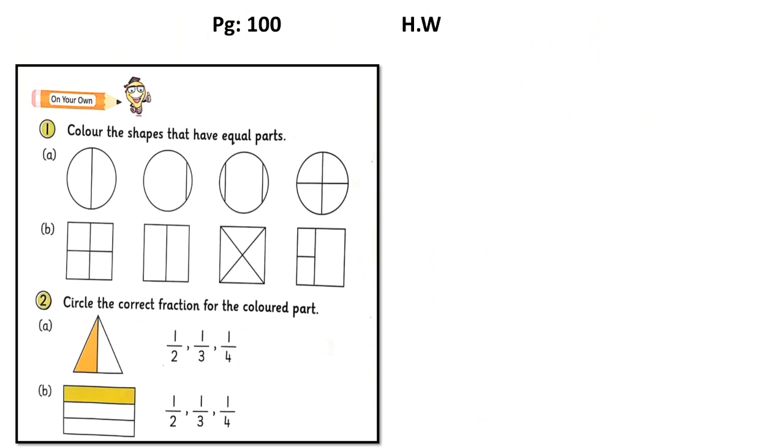Take out your books, page 100, exercise on your own. Question number 1, color the shapes that have equal parts. Find the shapes that have equal parts, then color them. It's your homework. Let's move on to the next question.